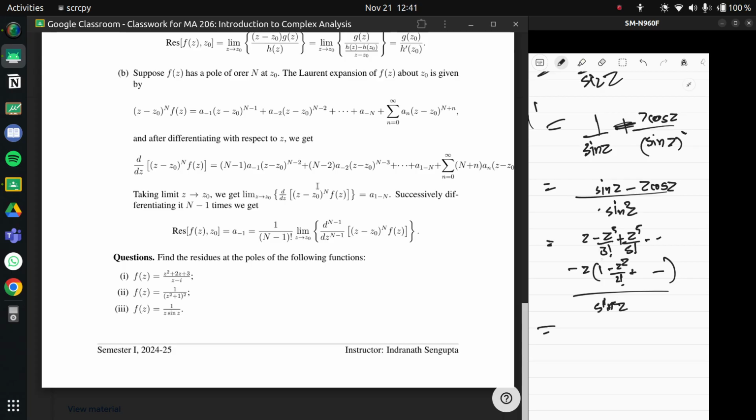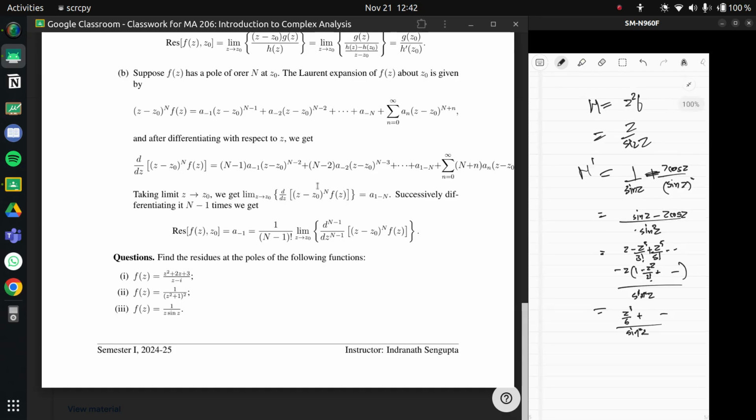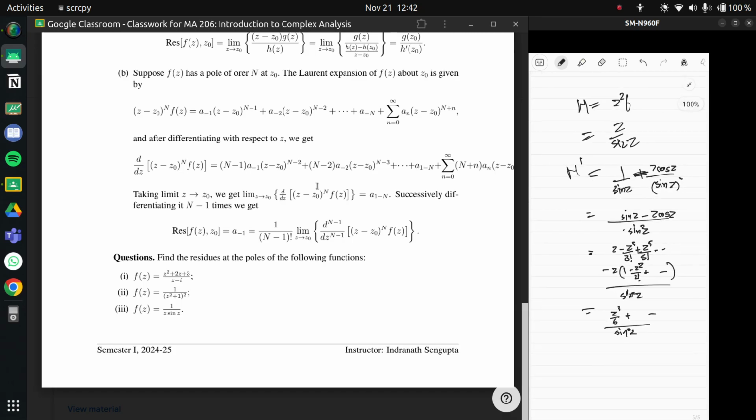So we cancel that out, and then it's got plus z cubed upon 2 factorial, so just 6 over there is z cubed upon 6 and other stuff. So then that's upon sine squared of z, and this is higher powers. So this is going to approach 0, so this limit should be 0, right? So then the residue is 0.